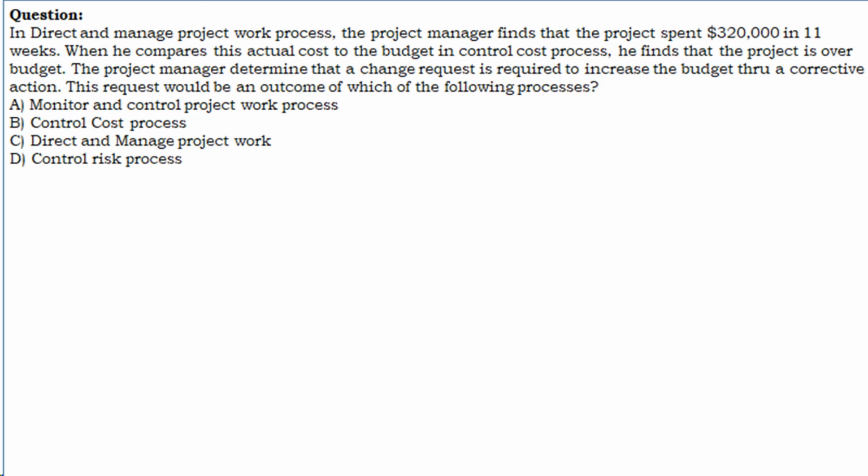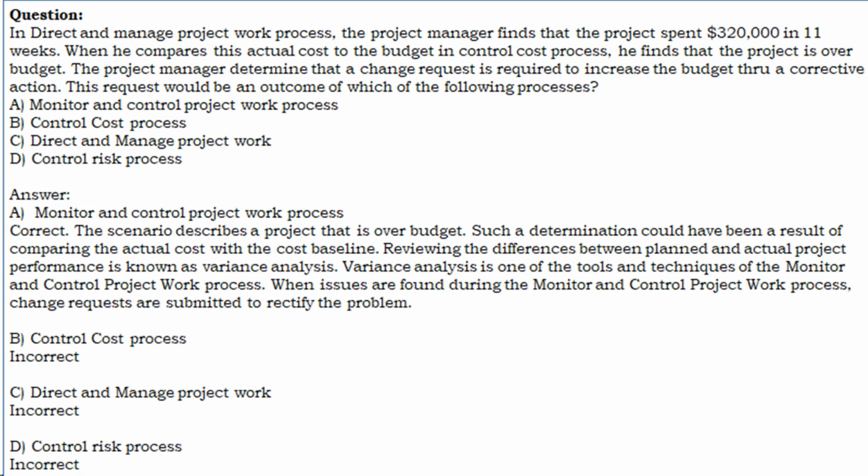A. Monitor and control project work process. Correct. The scenario describes a project that is over budget. Such a determination could have been a result of comparing the actual cost with the cost baseline. Reviewing the differences between planned and actual project performance is known as variance analysis. Variance analysis is one of the tools and techniques of the monitor and control project work process. When issues are found during the monitor and control project work process, change requests are submitted to rectify the problem.